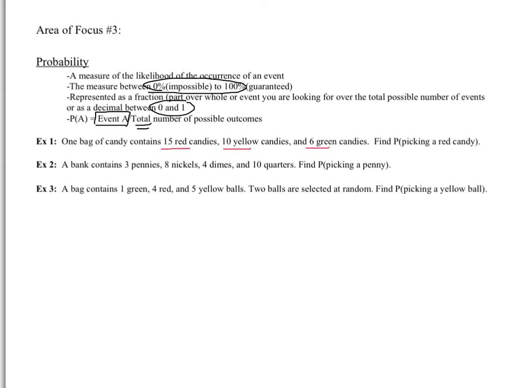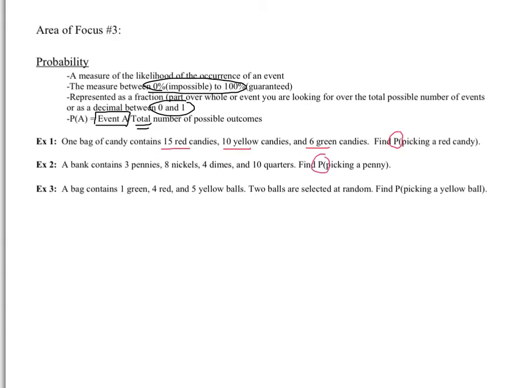Okay, so again, I'm not asking you to solve this, but I'm asking you to look at the question and notice that I said find P, or I could have written out find the probability of, and that represents a probability question. Now there's greater levels of detail here when we get into other categories that we'll discuss later. In the next one, the bank contains 3 pennies, 8 nickels, 4 dimes, and 10 quarters. Again, find P, that's a probability question.